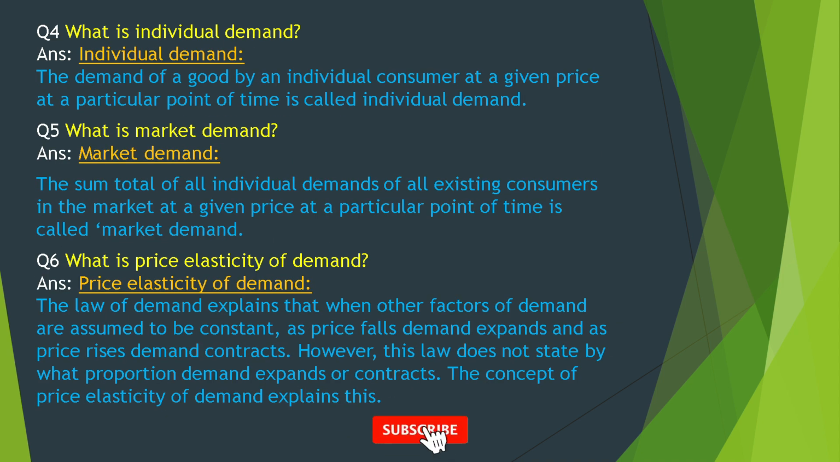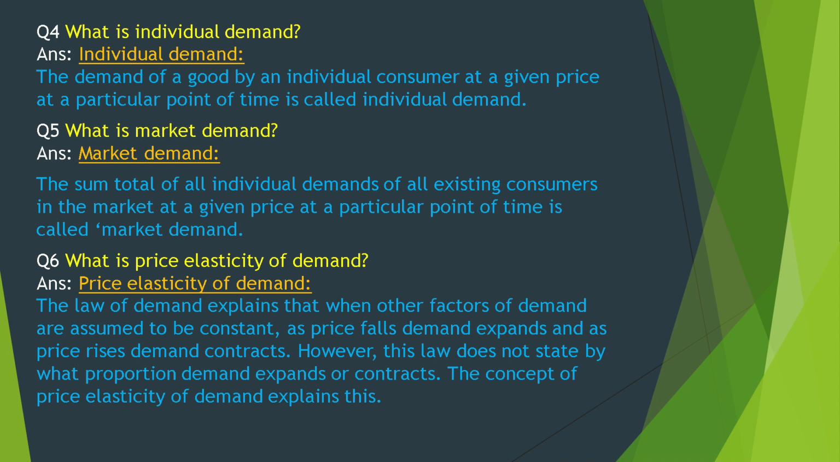What is individual demand? The demand of a good by an individual consumer at a given price at a particular point of time is called individual demand. What is market demand? The sum total of all individual demands of all existing consumers in the market at a given price at a particular point of time is called market demand.